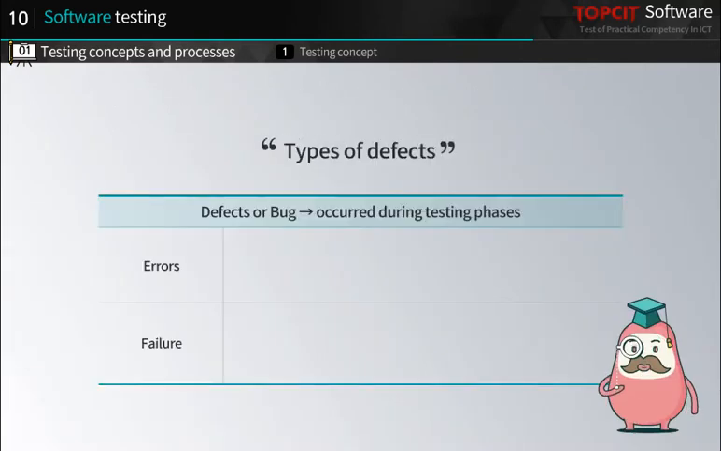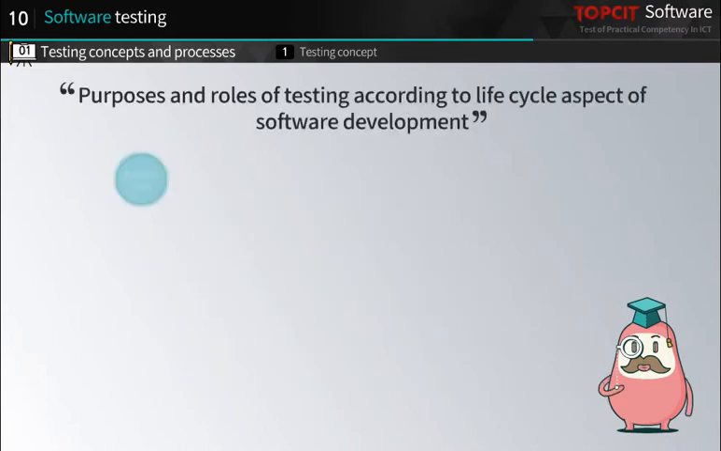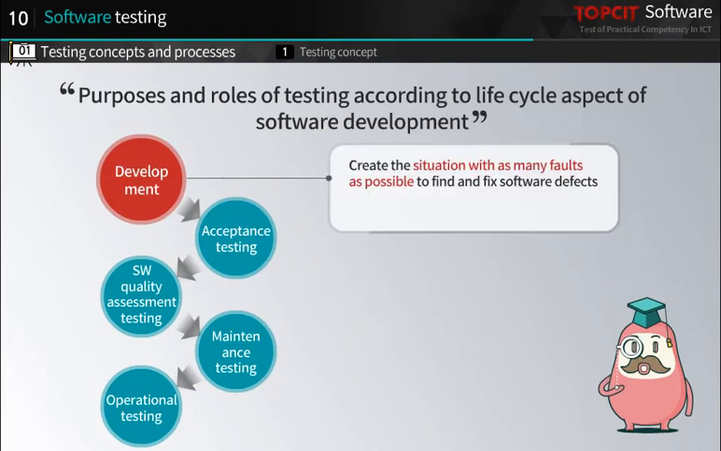The following table shows the types of defects. Defects are largely divided into errors and failures. Errors collectively refer to all defects that occur during the development phases, and failure indicates an incorrect result that can occur during production. The purposes and roles of testing according to the lifecycle aspect of software development are divided as follows. The development process is to create the situation with as many faults as possible to find and fix software defects. Here, the developer becomes the key player of this activity.